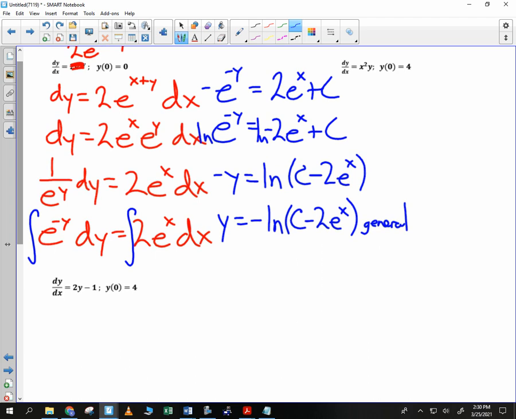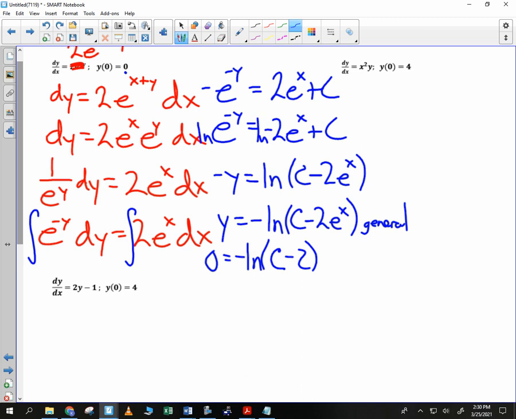I would like to find the particular solution. What do I do to find the particular solution? Zero, zero, so 0 equals negative natural log of c. And then what is e to the 0 power? 1 times 2 is 2.